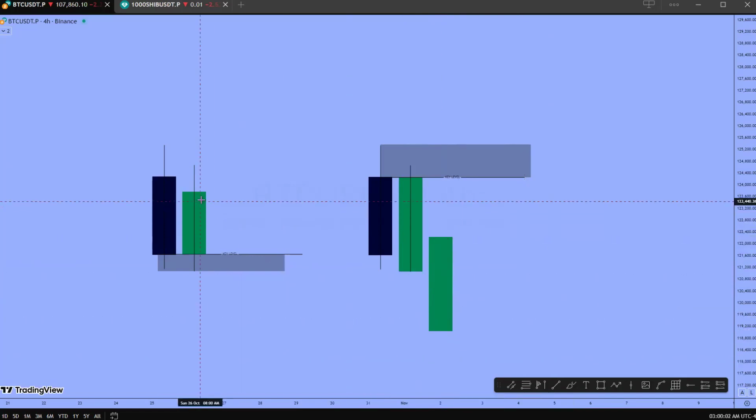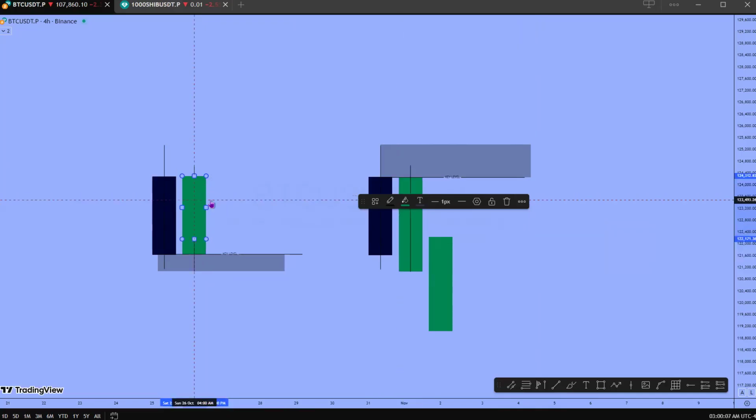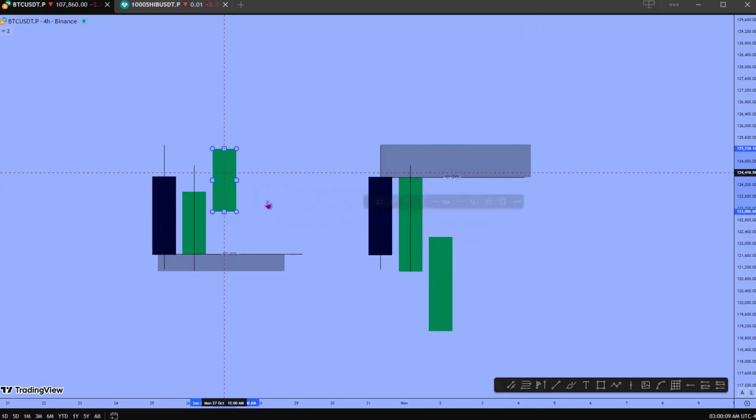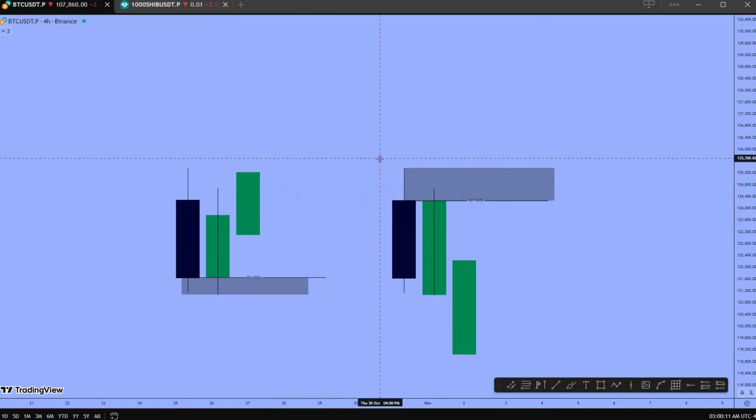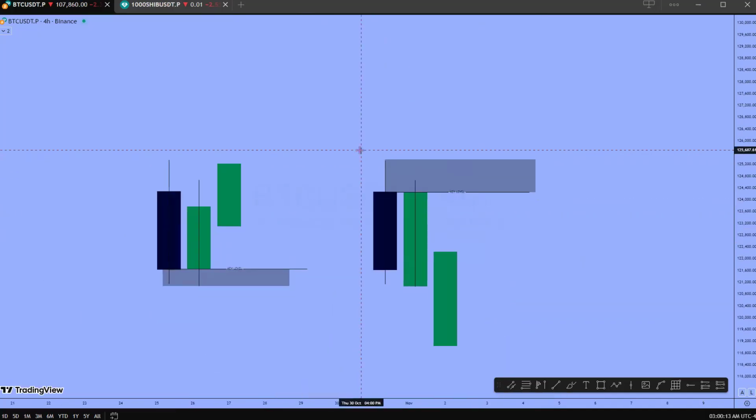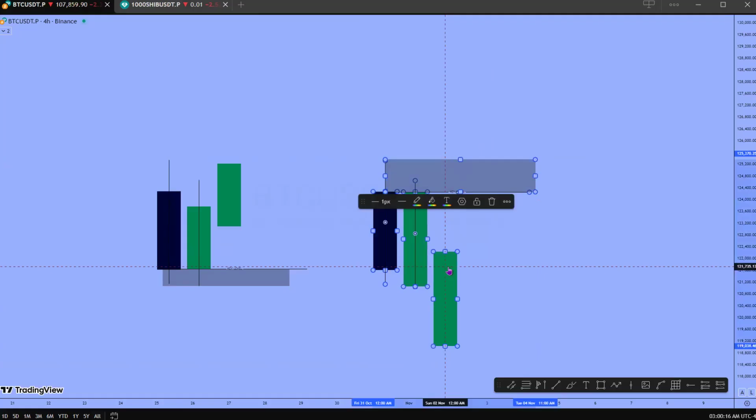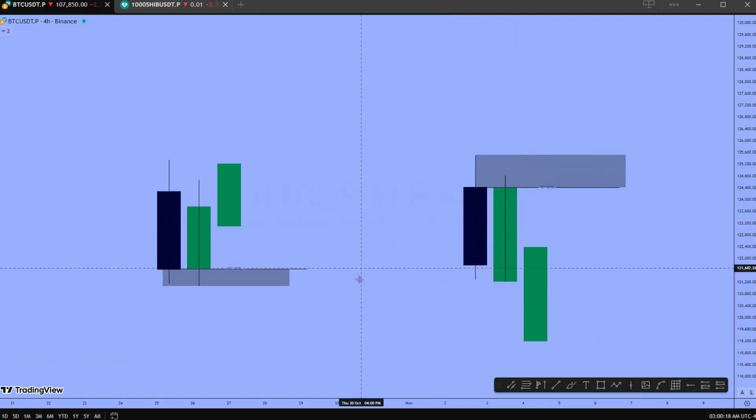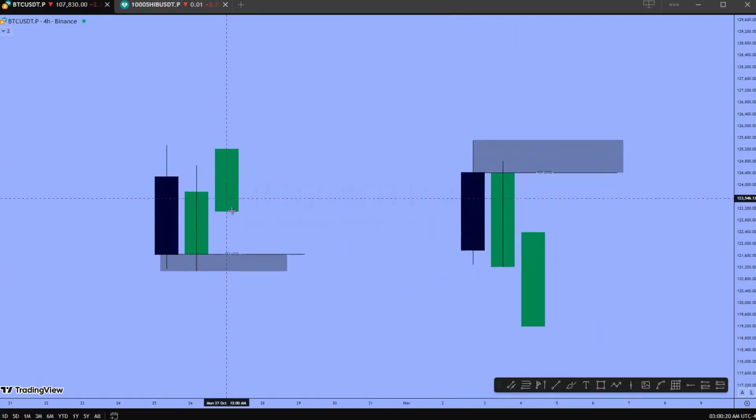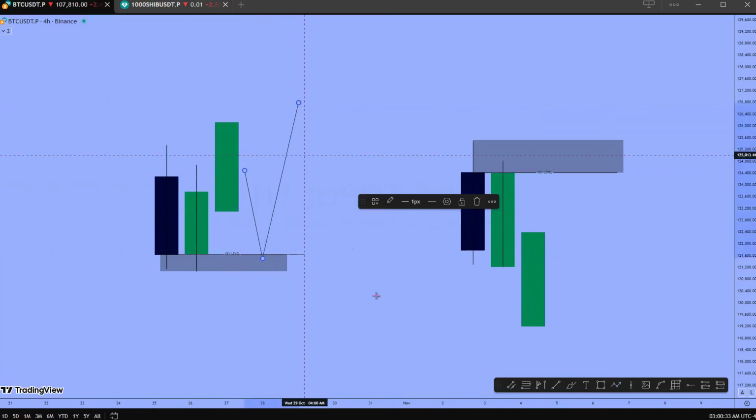For this also, there has to be a clear break of structure. There has to be a clear break of structure. This candle has to be broken. Then before we see price trace like this, then to the upside.